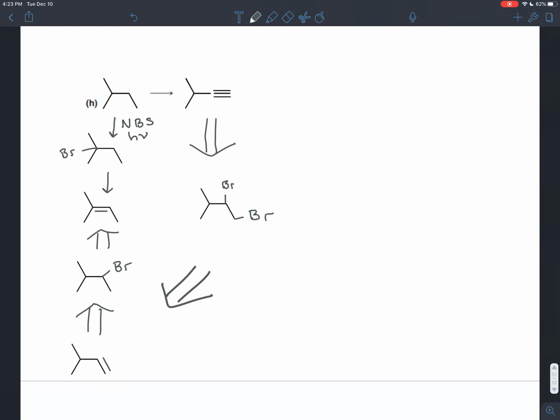Then we want to do an elimination reaction. Now, we want to get the most substituted possible alkene.